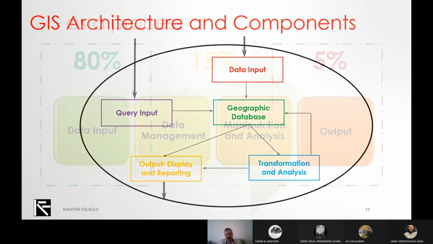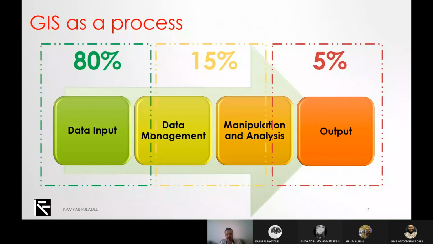If you don't have data, you cannot do anything. If you have wrong data, also you cannot do anything. So data is the very, very important part of the study, almost 80% of the process. And if you don't have even the data, you cannot start the process. So data is very important for us.